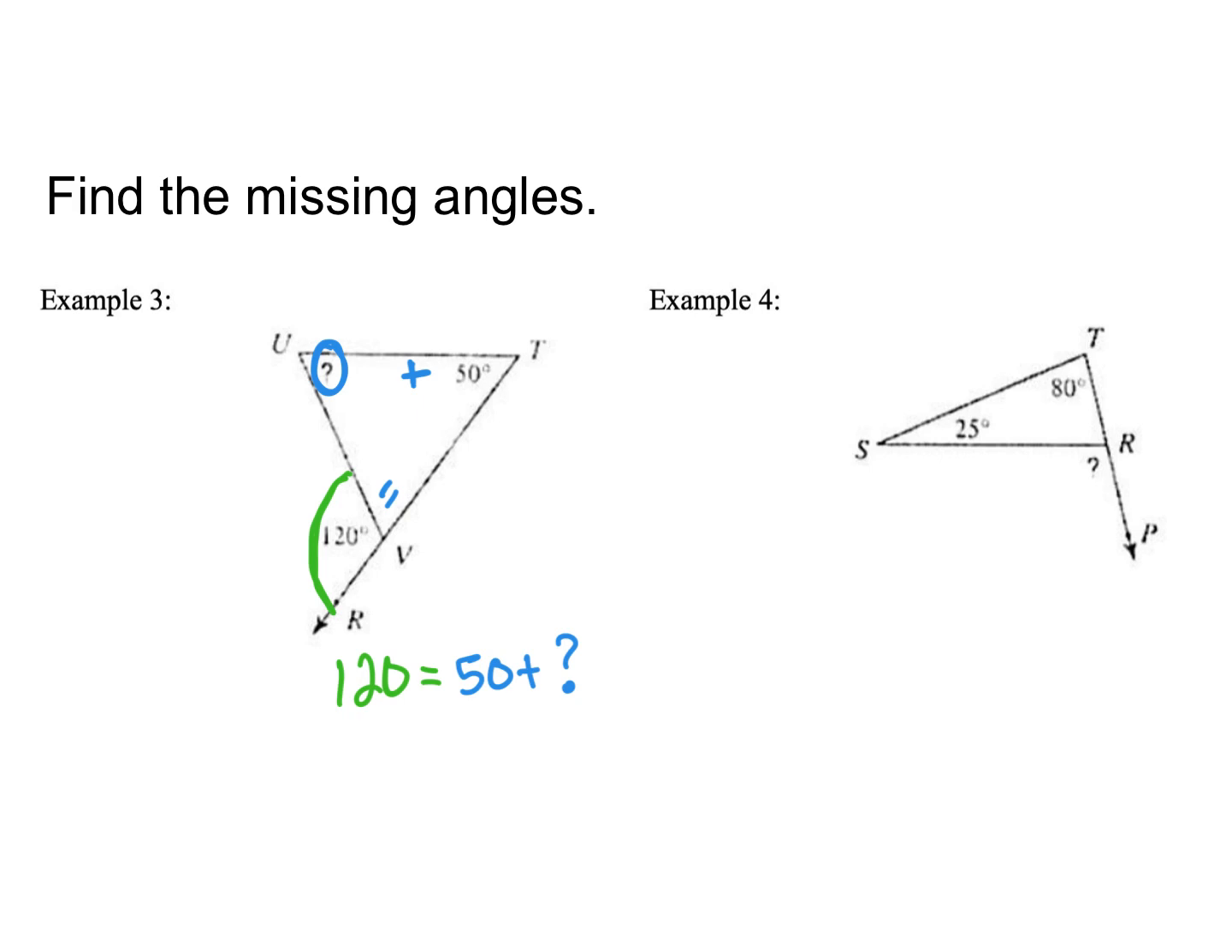All right, so I was thinking about it. If I take 50 and I add 70 to it, that is going to equal that 120. So this missing angle here is going to be 70 degrees.